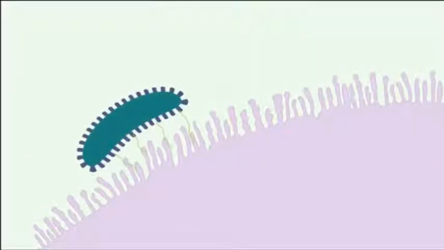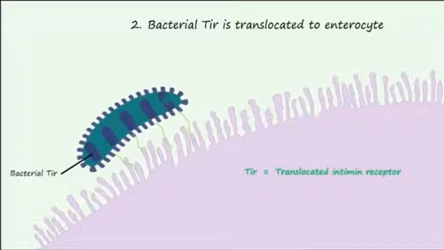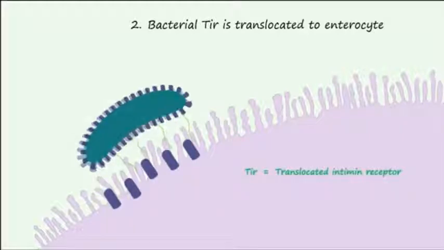The next step is translocation of bacterial TIR. TIR stands for translocated intimin receptor. The bacteria expresses TIR and translocates it to the enterocyte membrane.